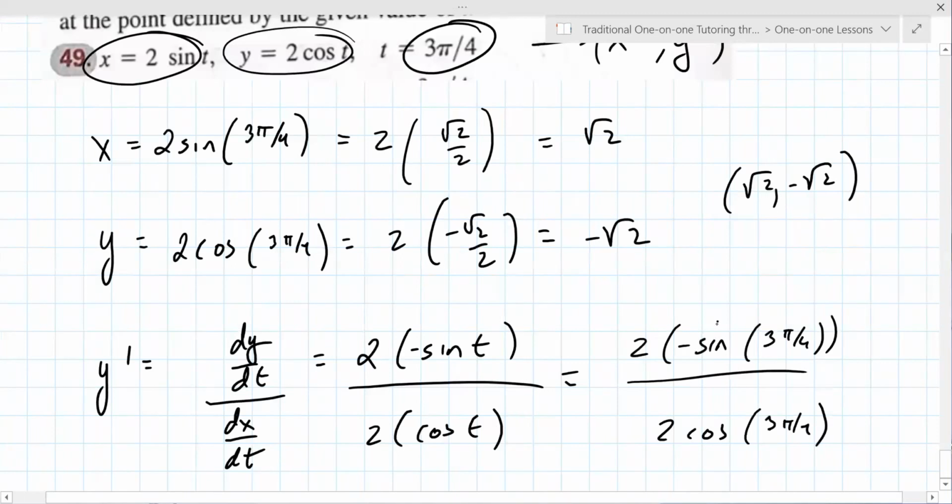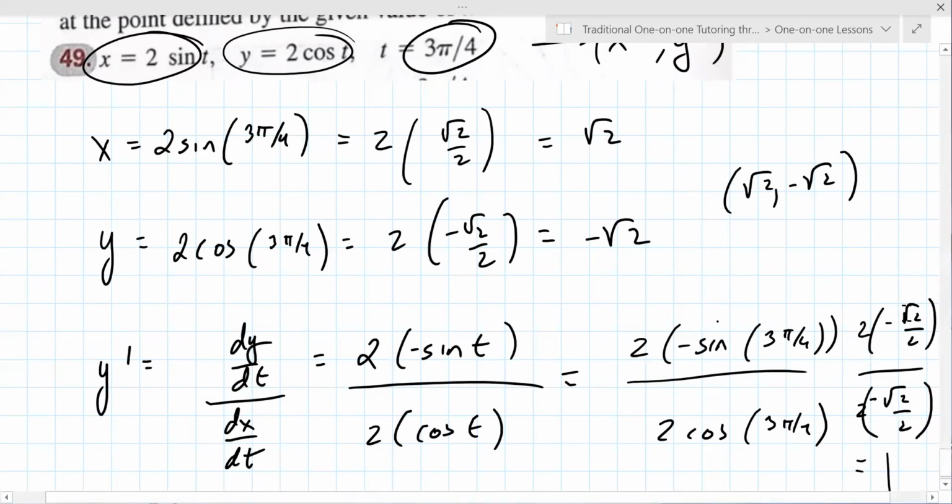Okay, so the top will be negative 2 times negative root 2 over 2, and the bottom is negative square root 2 over 2. That being said, I believe it just becomes 1 here, because everything cancels. Yes. Okay. That's your slope.